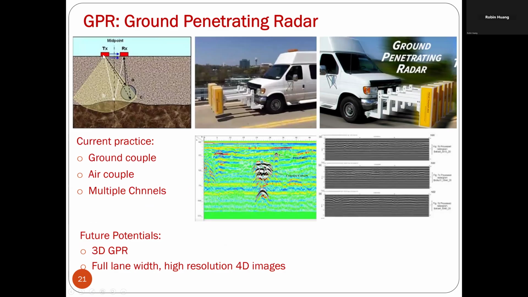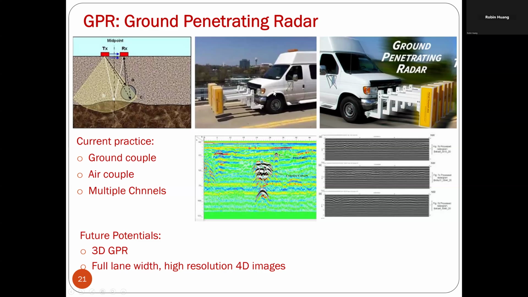GPR has an antenna and a receiver. The antenna radiates the pulse to the ground, and the receiver picks up the reflectivity. Here is a picture of the data from the GPR. You can see the different colors represent each layer underground. It gives you a sense of how thick each layer is and if there is anything special underneath.